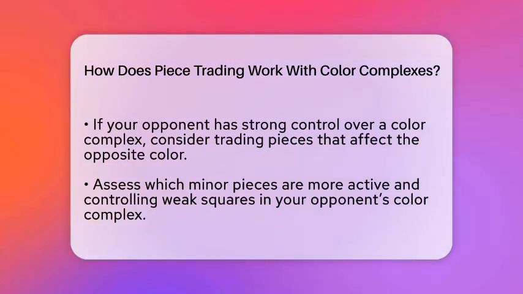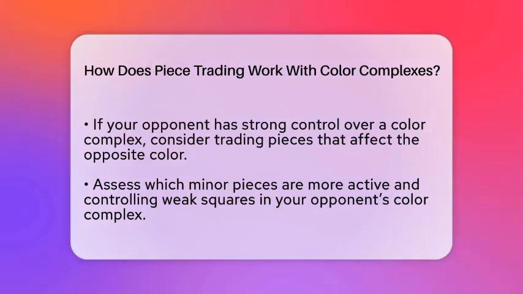Your pawn structure also plays a big role in determining which color complex is strong or weak. A chain of pawns on light squares can leave dark squares vulnerable, making your dark-squared bishop more valuable. When trading pieces, always consider how your pawn structure influences the strength of each color complex.